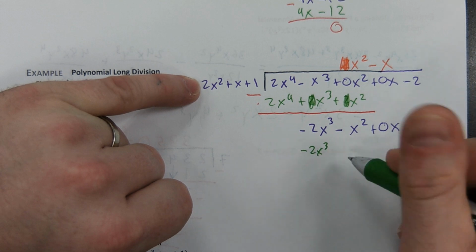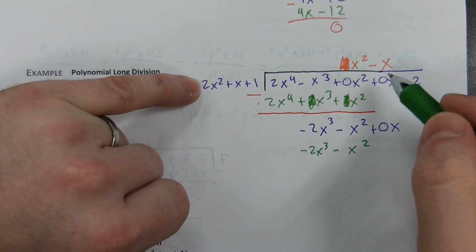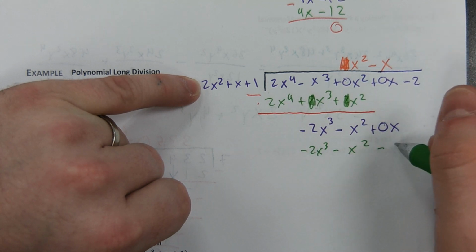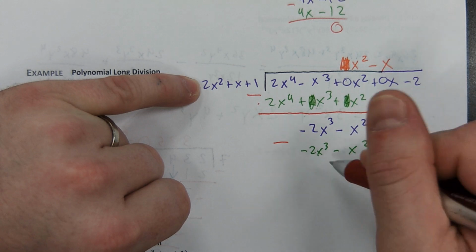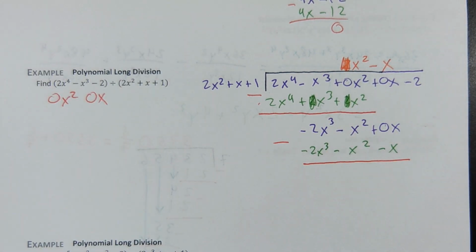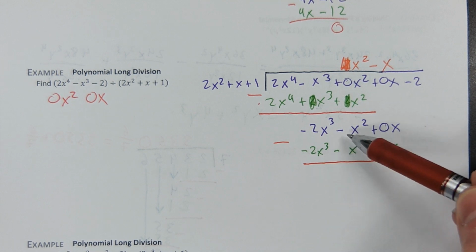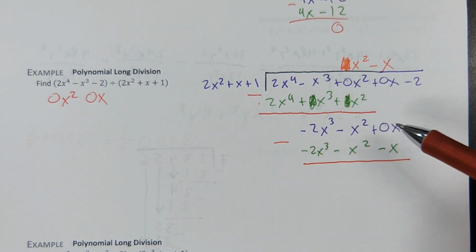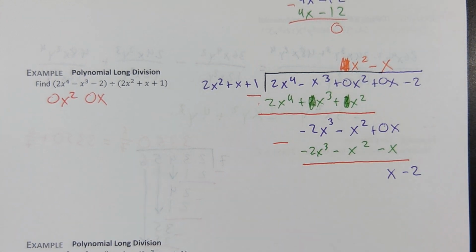Negative x times x is negative x squared. Hey, look, it matches in 2 places. Negative x times 1 is negative x. We're going to subtract straight down. Anything minus itself is always going to be 0. So negative 2 minus negative 2, 0. Negative 1 minus negative 1, 0. 0 minus negative 1. That's addition. Anytime we have to say minus negative, it's addition. So we have a 1x here, and we drop down the negative 2.